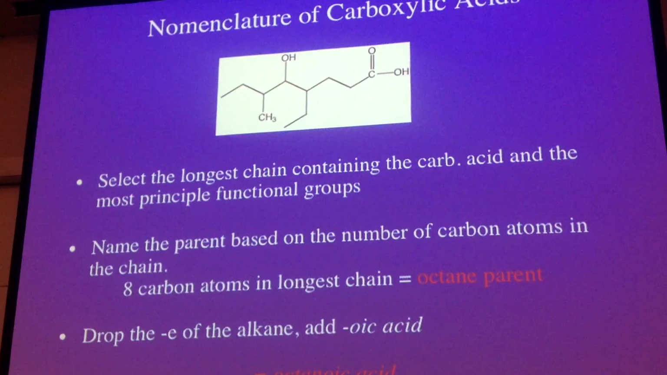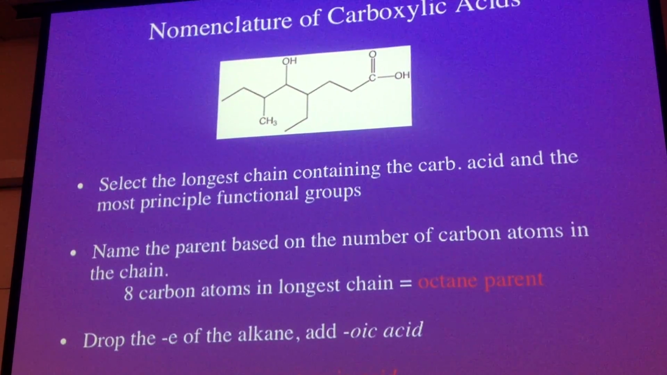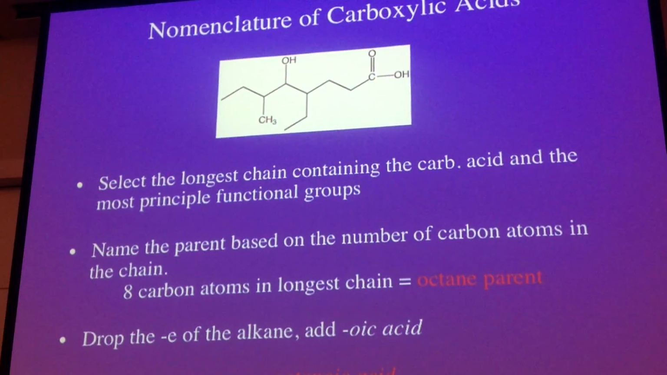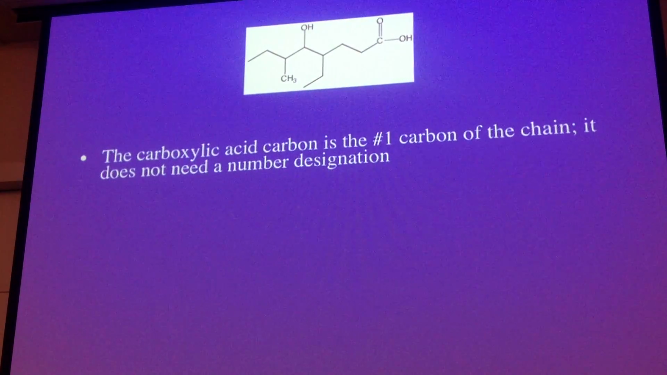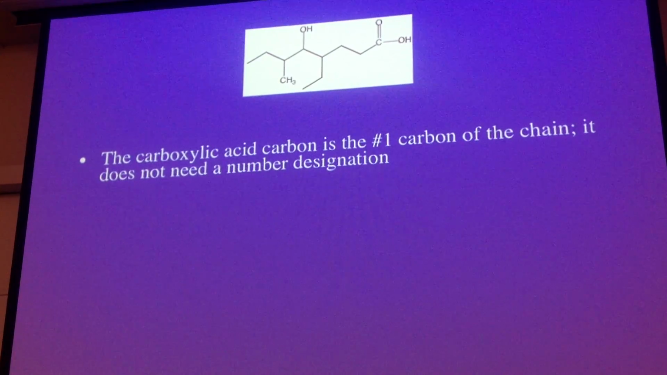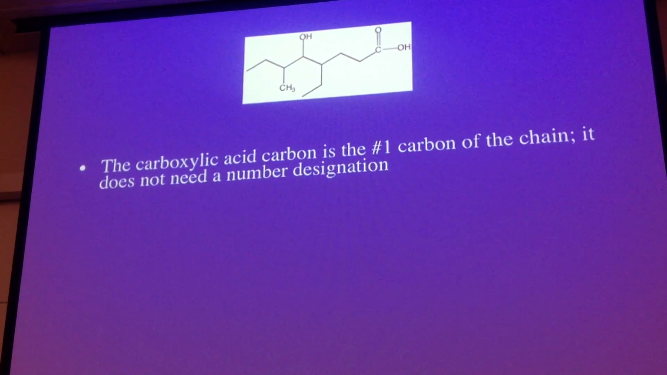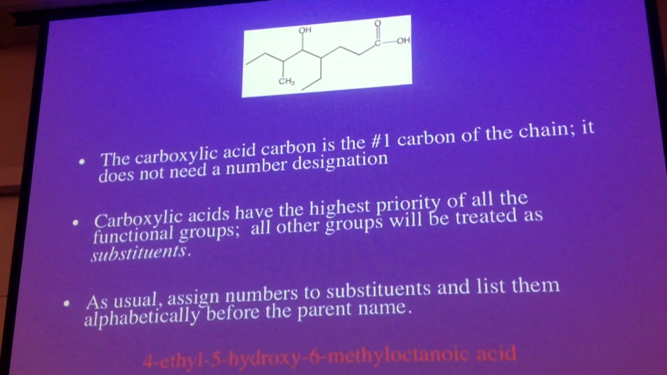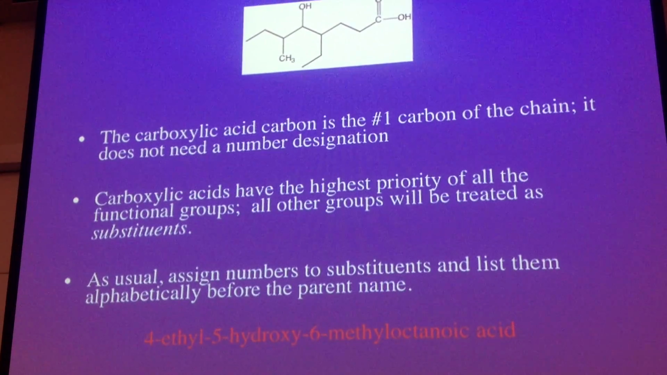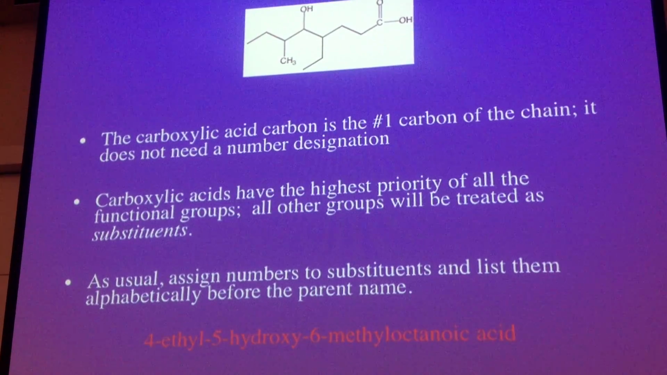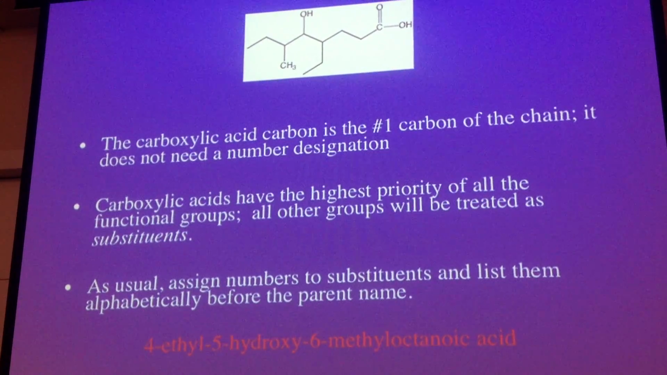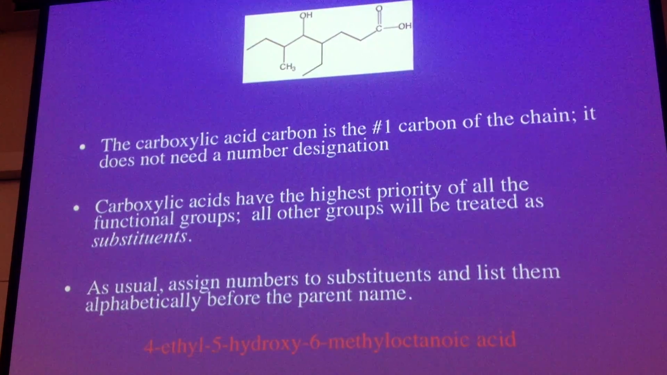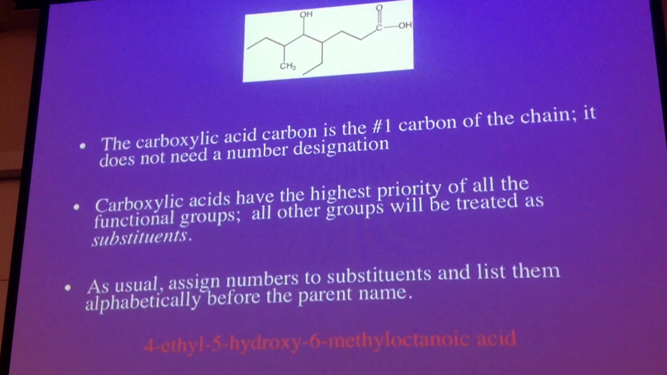And then what you do is you just go along and start putting your substituents on along with their numbers. So, like I mentioned before, the carboxylic acid carbon is number 1, and so everything else is numbered relative to that. So this guy comes out to be, when you go through it all, an ethyl at 4, hydroxy at 5, methyl at 6, and you just alphabetize those, and there's your name. So the only difference between this and, say, aldehydes is the ending. It's octanoic acid.